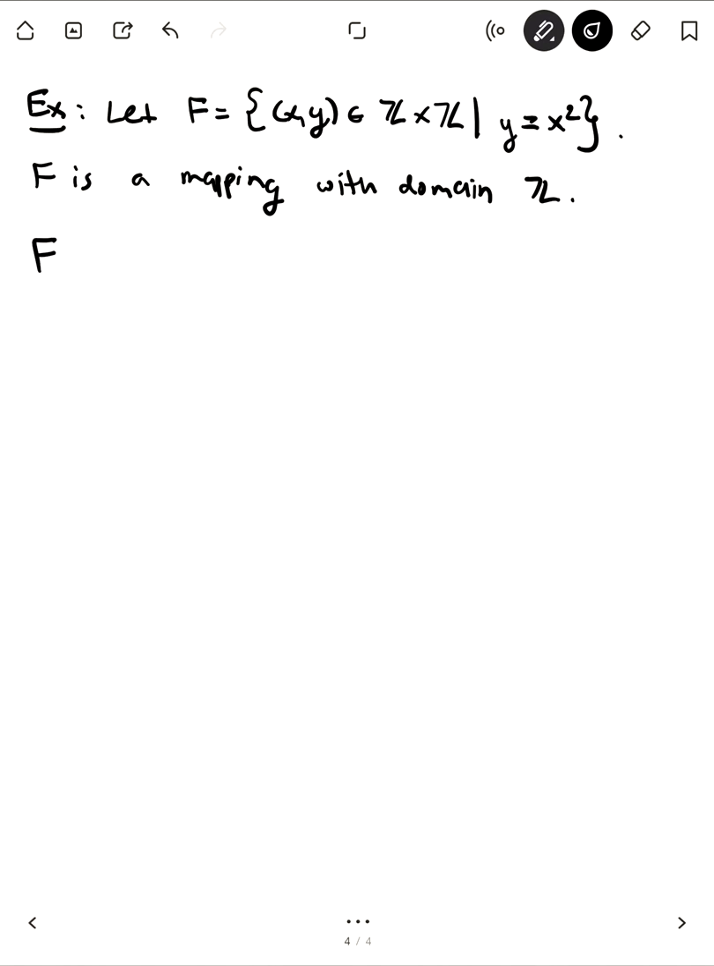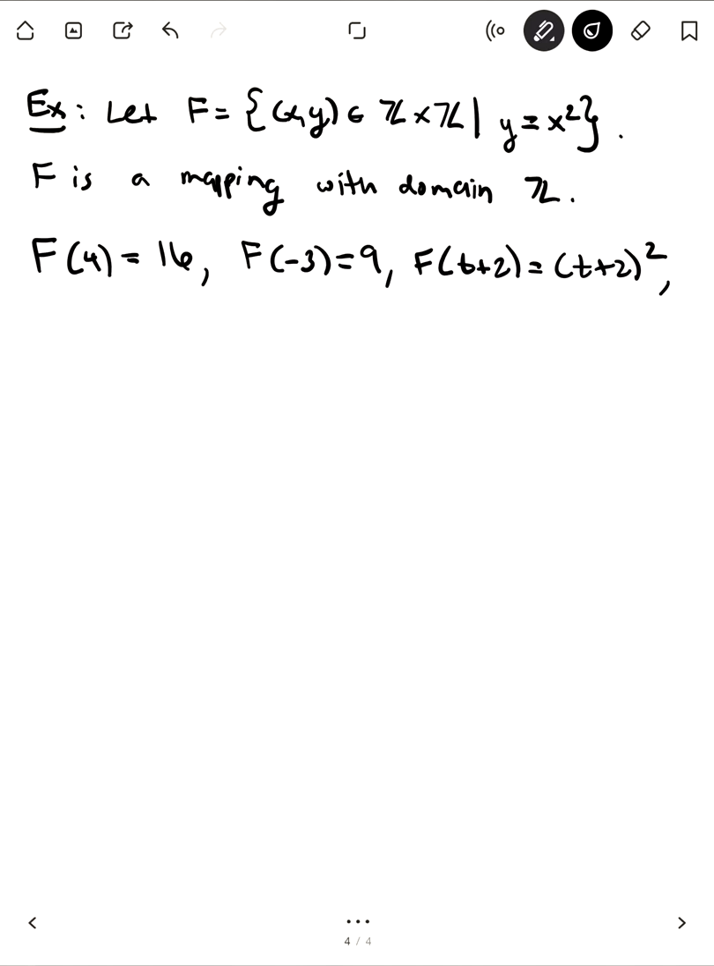So f of 4 is 16. f of minus 3 is 9. f of, say, something more abstract, t plus 2 is just (t plus 2) squared, assuming t is an integer. And f of 10 is 100. What is the preimage?